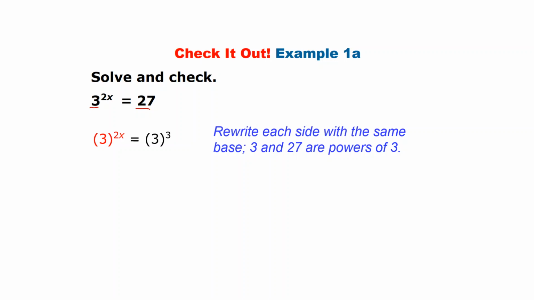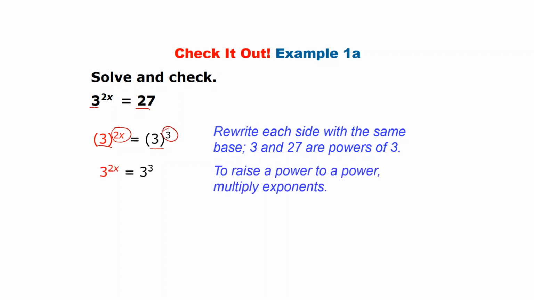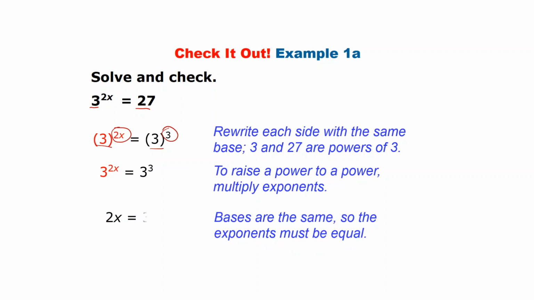So now notice that my bases are the same. So what does that tell me about these two pieces right here? They also are going to be equal to each other. So we could just set 2x equals 3 and then solve for x. Pretty simple. X equals 1.5.